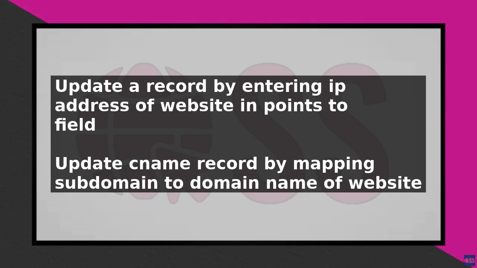To update the A record, click on the Edit button next to the A record, then enter the IP address of your website in the Points to field. Click on the Save button to save the changes.